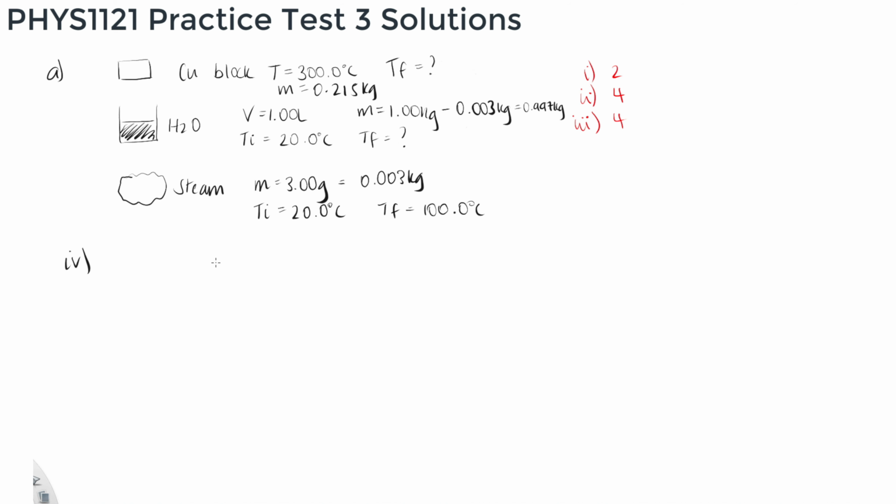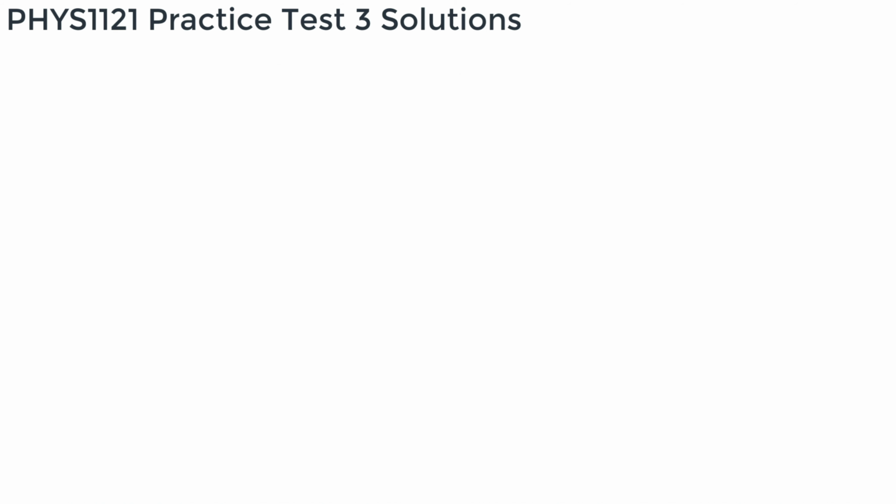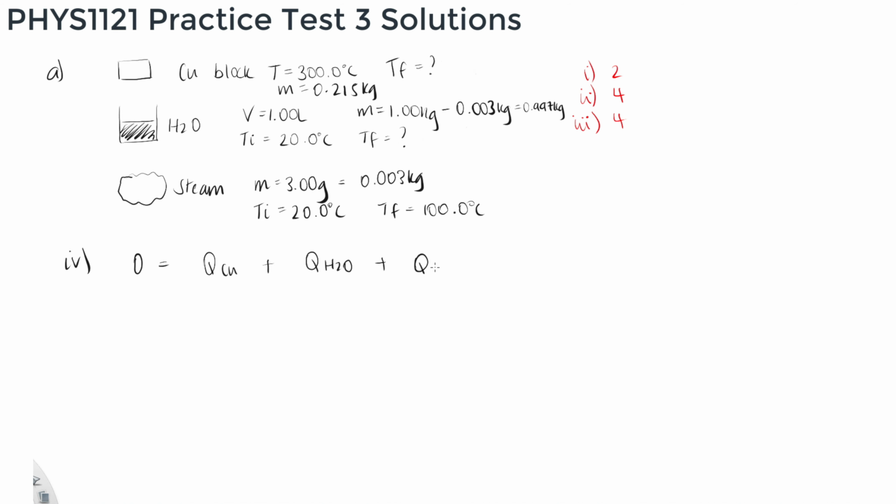So if we know that there's no energy being transferred between this system and the surroundings, that if we were to add up the heat transferred to and from all of these objects, they would end up being 0. So we say Q of the copper, or the heat transferred from the copper, goes into the original H2O to change its temperature, plus it goes into the steam component, plus it goes into converting the water from 100 degrees into steam at 100 degrees. So I'll say water to steam.